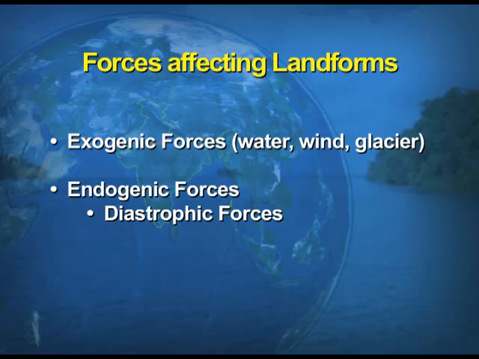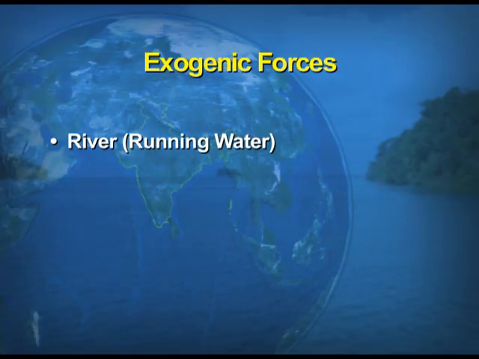Now, the forces which affect the landforms. Here is a diagrammatic view of the classification of the forces. First we take up the exogenic forces. Since these forces work on the surface of the earth, there are certain agents which help them work. For example, river, which is also known as running water, the wind action or the glaciers, they are the agents.